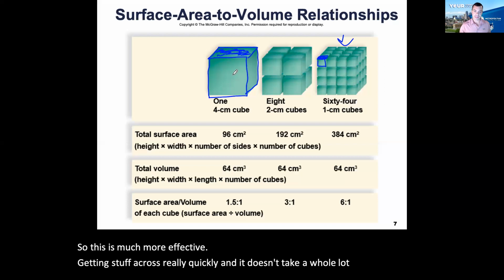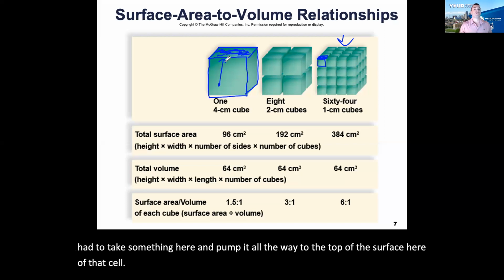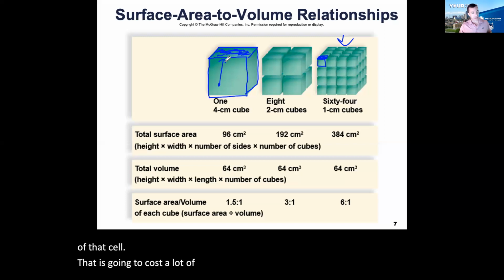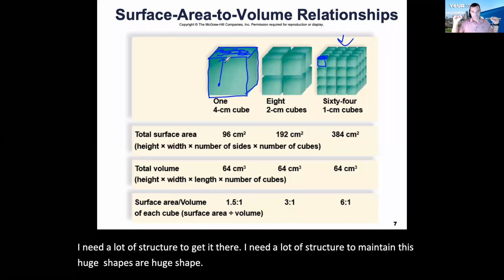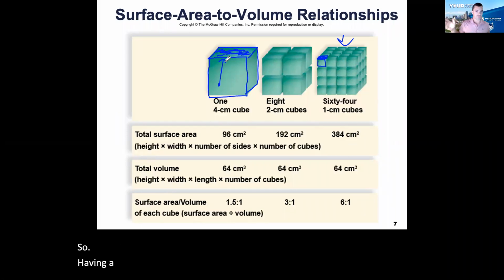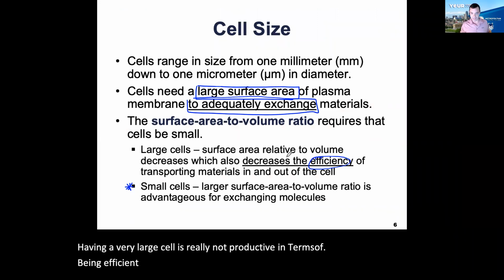So this is much more effective at getting stuff across really quickly, and it doesn't take a whole lot of effort. If I had to take something here and pump it all the way to the top of the surface of that cell, that is going to cost a lot of ATP, and I need a lot of structure to get it there. I need a lot of structure to maintain this huge shape. So having a very large cell is really not productive in terms of being efficient. It's not cost effective, and it requires a lot of stuff to even get it to that surface.